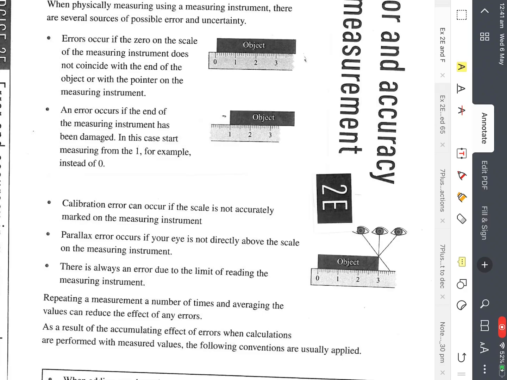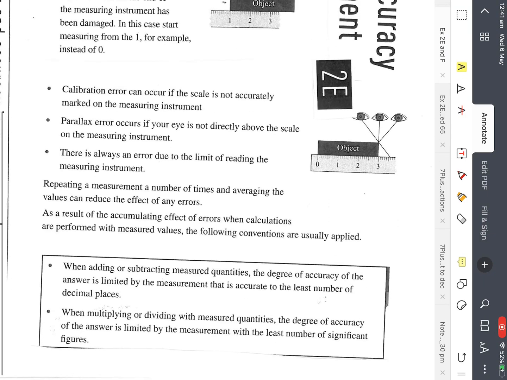So repeating a measurement a number of times and averaging the values can reduce the effect of any errors. As a result of the accumulating effect of errors, when calculations are performed with measured values, the following conventions are usually applied. First one, when adding or subtracting measured quantities, the degree of accuracy of the answer, sometimes called the precision, is limited by the measurement that is accurate to the least number of decimal places. We'll do some questions on that soon.